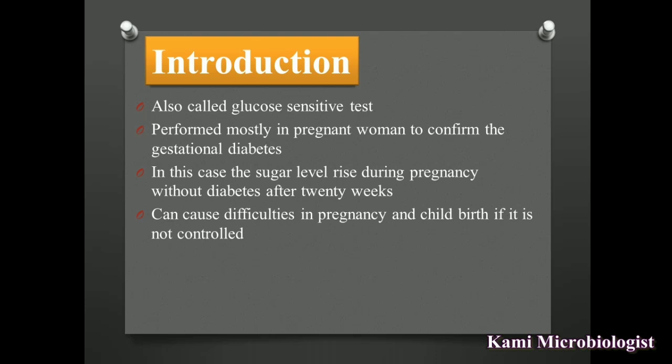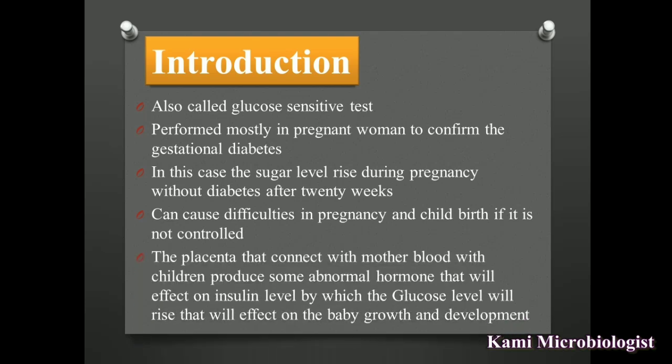Now remember, in this case the pregnant female feels difficulties in pregnancy. Moreover, the female can also feel difficulties during childbirth if the sugar level is not controlled. In this disease, the placenta connects the mother's blood to the child. During this stage, some abnormal hormone is secreted, and this abnormal hormone secretion affects the insulin level. Once the insulin level is affected, the glucose level will rise, and this will affect the baby's growth and development. This is a short introduction related to the glucose challenge test.